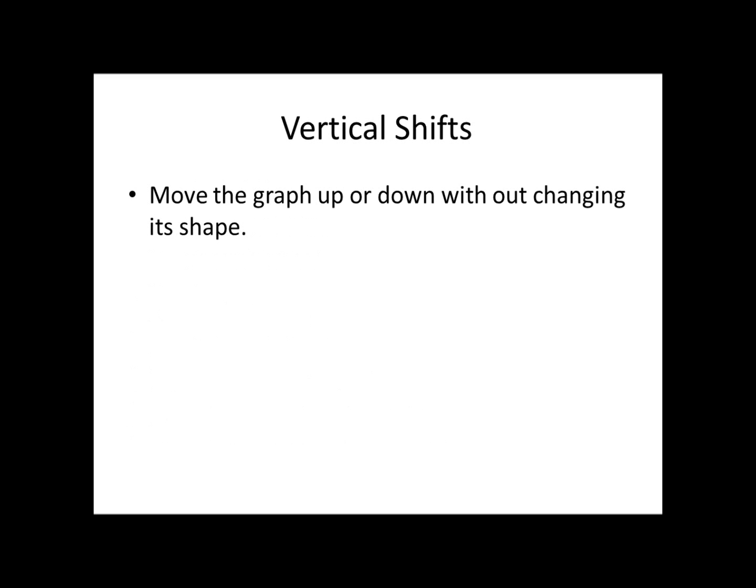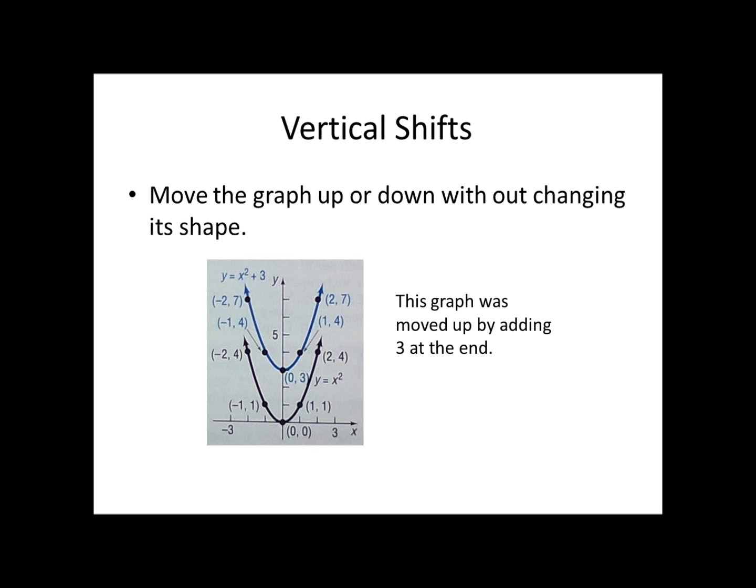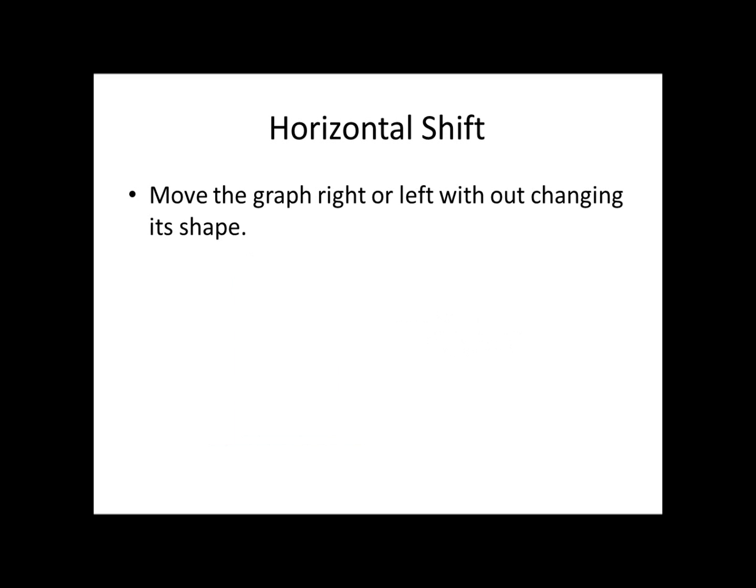Now a vertical shift, or again a vertical translation, is when we move the graph up or down without changing the shape of the graph. It just looks like the graph has been slid around without actually changing its shape. Now, we accomplish vertical shifts by adding or subtracting a number at the end of the function. So here we see a parent function, the original function, y equals x squared, and what's often referred to as its daughter function. So this graph was moved up 3 by adding 3 at the end of the function.